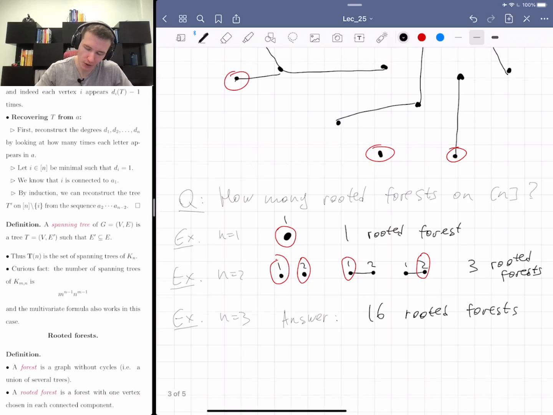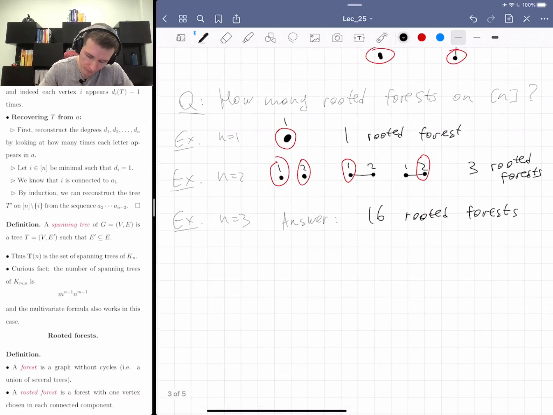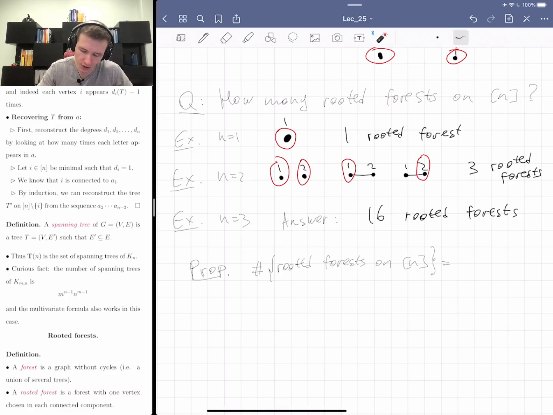And so on. Let me state this as a proposition. The number of rooted forests on bracket n is equal to what? You can see that the sequence is shifted, right? For n equals 2, the number of trees is just 1, but the number of rooted forests is 3. So it's not n to the n minus 2, it's n plus 1 to the n minus 1. That's the claim.